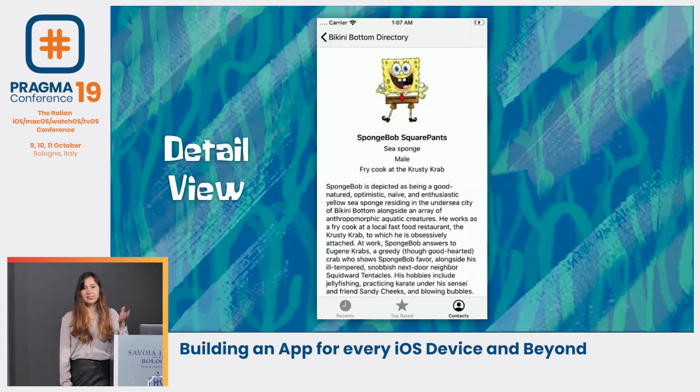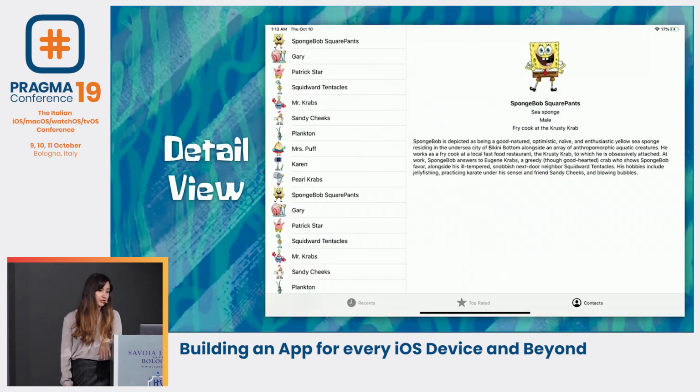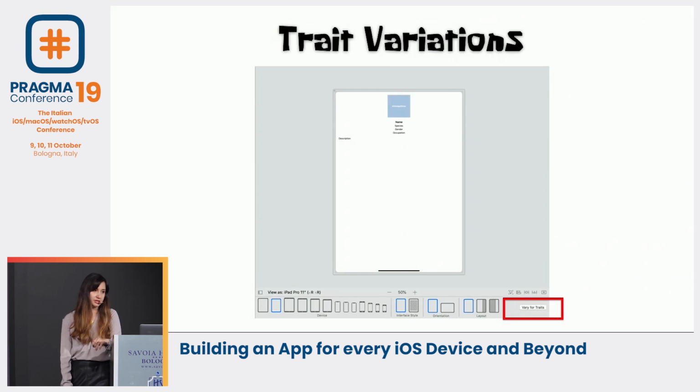So again, this is our detail view controller. You're probably tired of seeing it by now. It looks pretty good on the iPhone, but on the iPad, it's quite bare. So what is the minimum effort we can do to make it look a little bit nicer? So let's use trait variations.